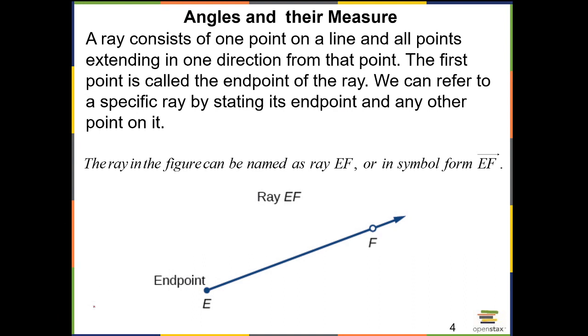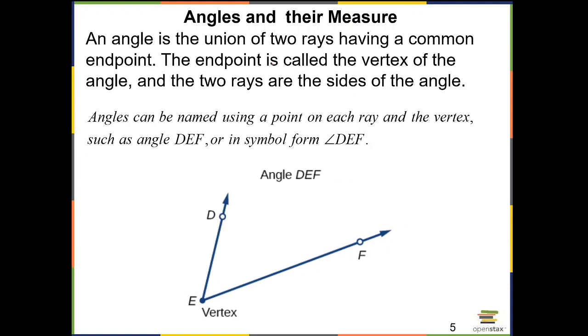let me get a pen so I can write on this. So we use this notation here. The first letter is the end point, and the other letter is some point somewhere on that line, right? So EF, ray EF, you could just put a little arrow on the top like this. That's ray EF. Okay.